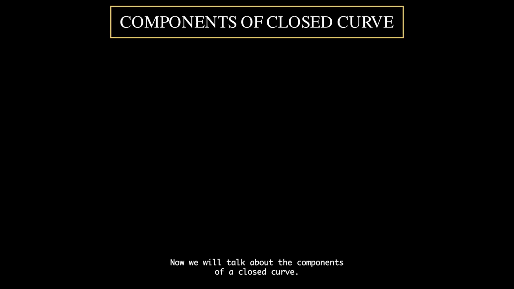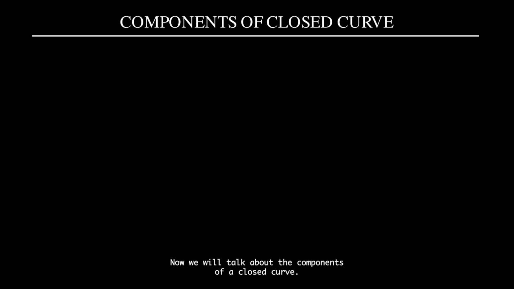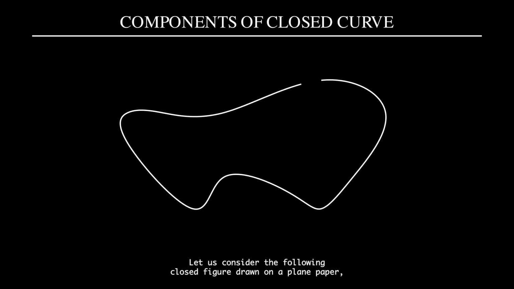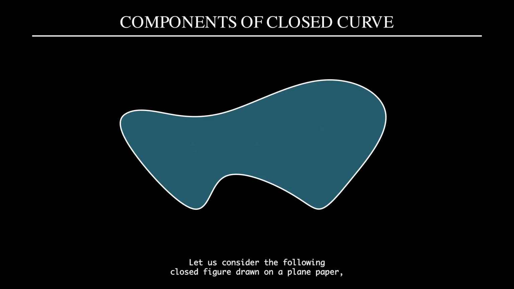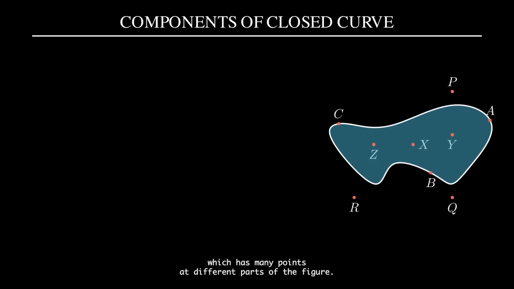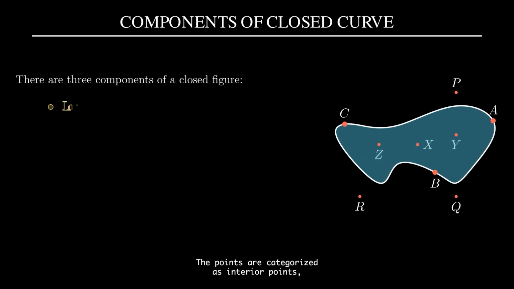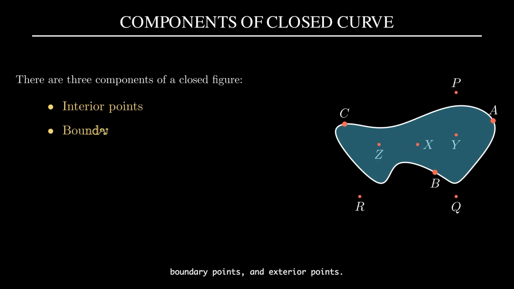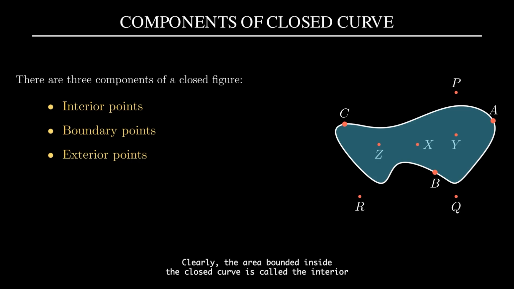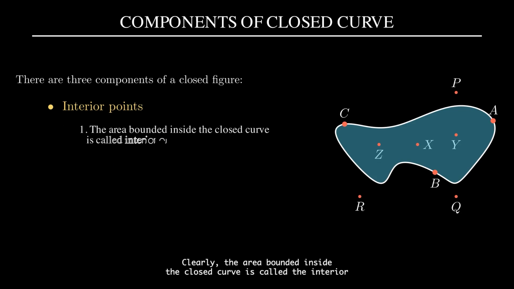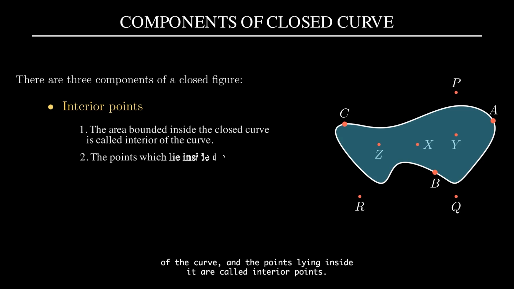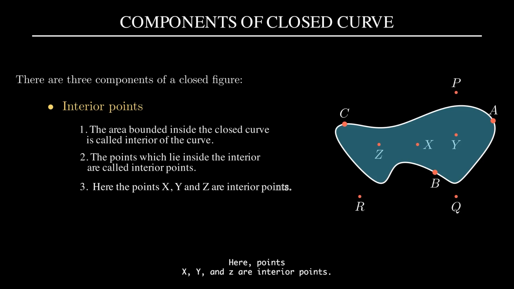Now, we will talk about the components of a closed curve. Let us consider the following closed figure drawn on a plain paper, which has many points at different parts of the figure. The points are categorized as interior points, boundary points, and exterior points. Let's talk about each of them clearly. The area bounded inside the closed curve is called the interior of the curve, and the points lying inside it are called interior points. Here, points X, Y, and Z are interior points.